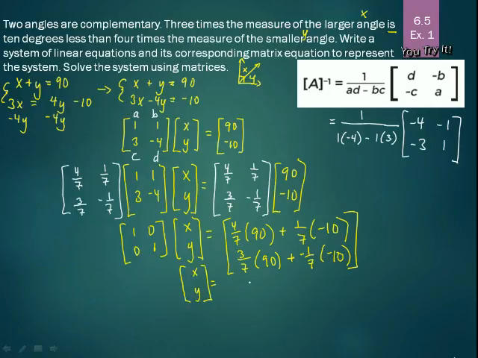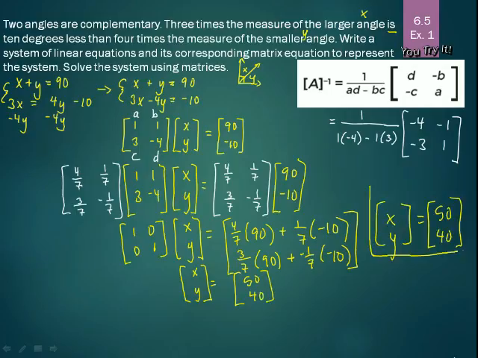And then typing this first row into the calculator, 4/7 times 90 plus 1/7 times negative 10 actually gives us a very simple number, 50. And then 3/7 times 90 plus negative 1/7 times negative 10 gives us 40. And so our final answer is x, y equals 50, 40. And that just means that x is 50, which was our larger angle, so the larger angle is 50 degrees, and then y is 40, which means the smaller angle is 40 degrees.